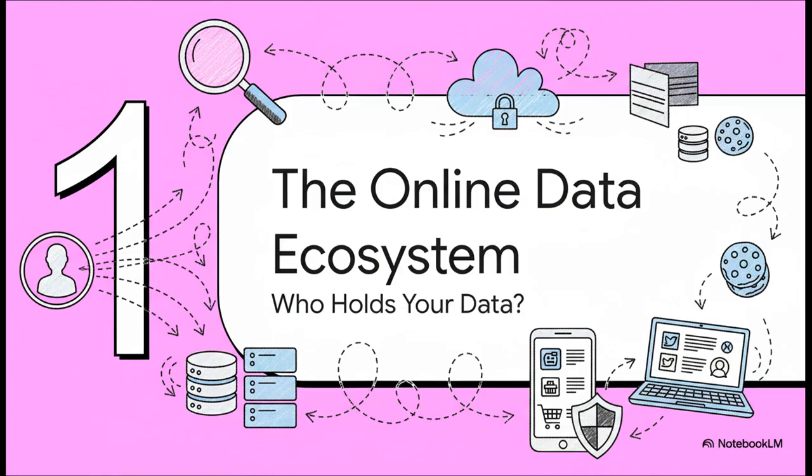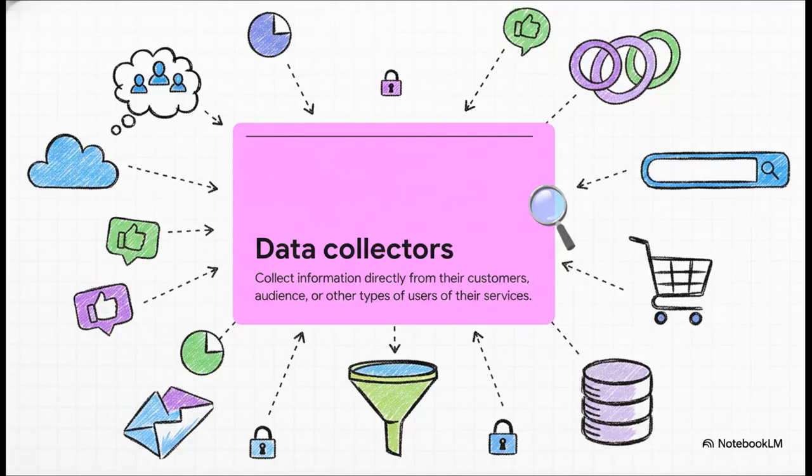See, to really get a handle on online privacy, you first have to understand who the main players are, the ones collecting, buying, and selling your personal information, a lot of the time completely behind the scenes. So first up on our list, we have the data collectors. I'll read the definition in English. Collect information directly from their customers, audience, or other types of users of their services.